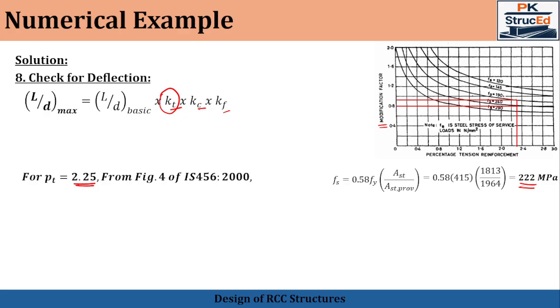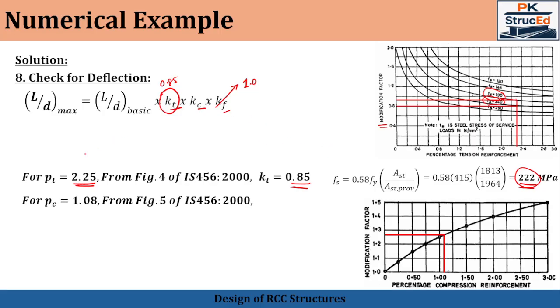As we have the curves available for 190 as well as 240, let me calculate the value of this modification factor for both 190 and 240 and then interpolate for the exact value of 222. We are getting KT as 0.85. Since the beam that we are designing is a rectangular beam, there is no flanged section and hence KF will be taken as 1. The remaining term to be calculated is the modification factor for the compression reinforcement.